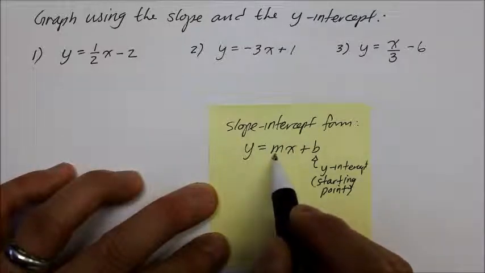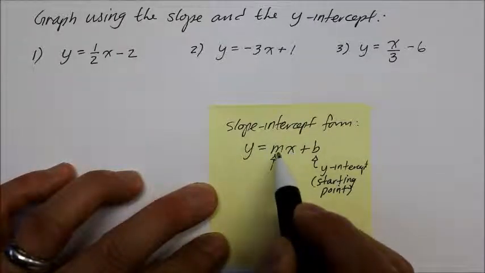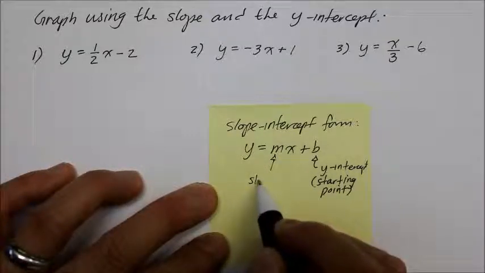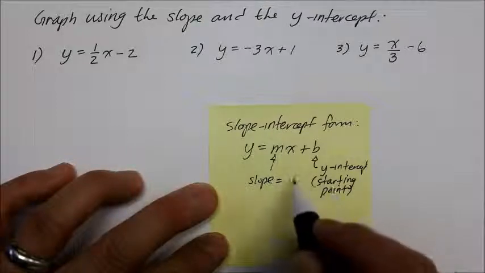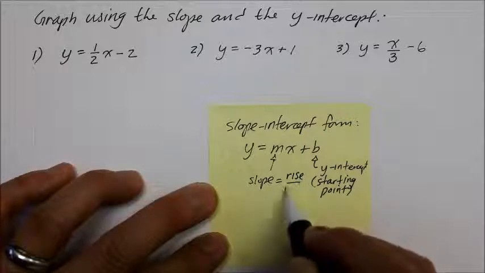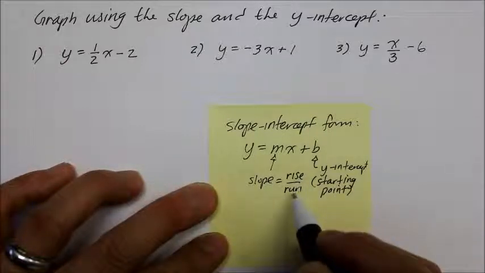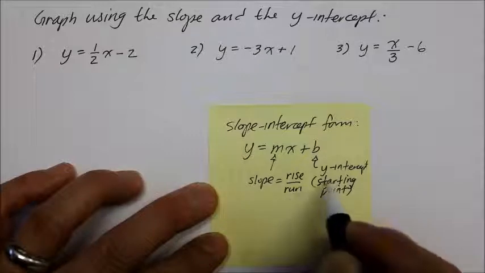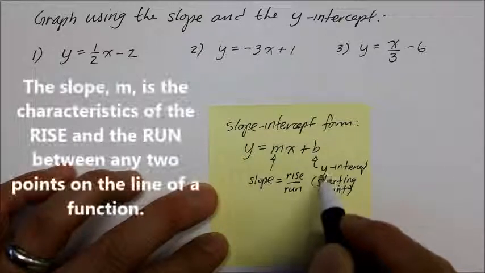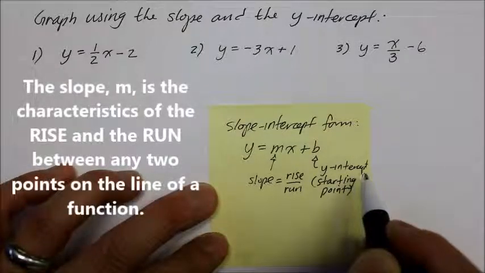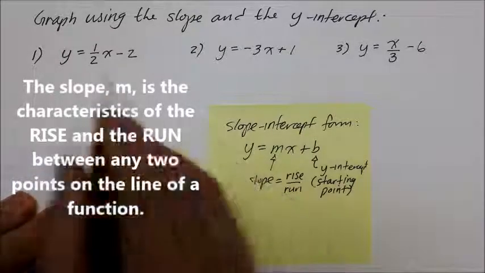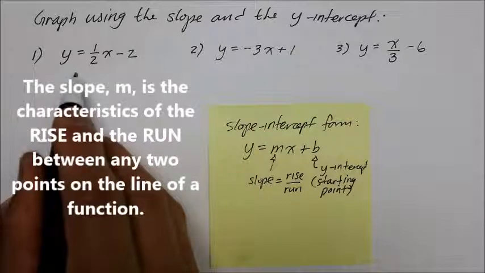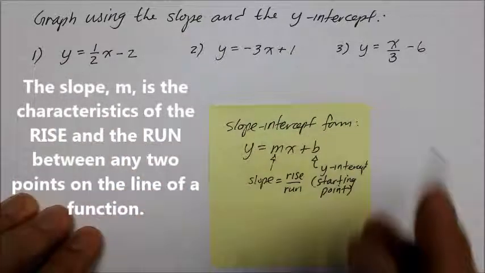And the letter m in front of the x, the coefficient m, is the slope. The slope is given sometimes as a quotient, the rise over run, from the y-intercept. It starts from the y-intercept, and that's why I call the y-intercept the starting point. So let me demonstrate how this works with number 1, and you could try the more challenging ones with number 2 and 3, okay?